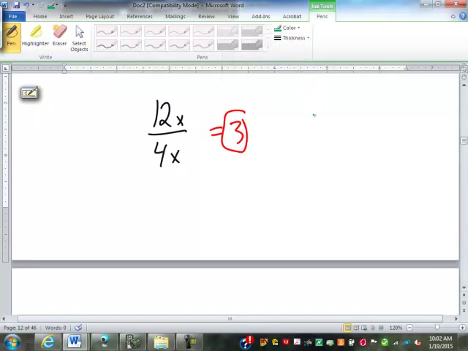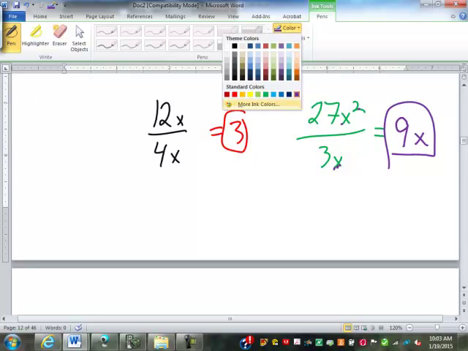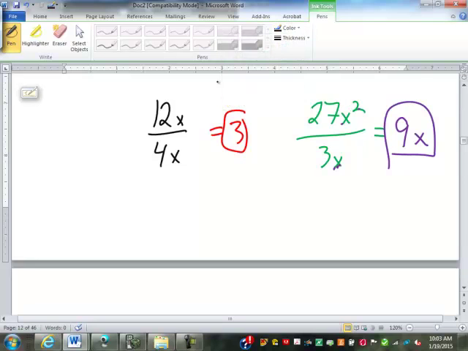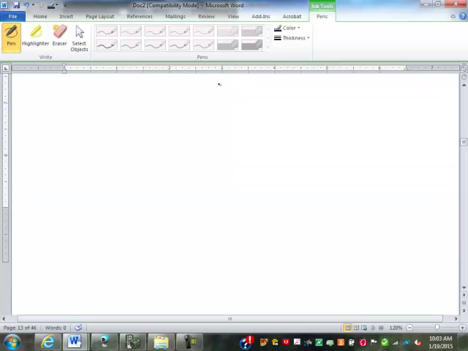I could also have something like 27x squared divided by 3x. Well, what is 27 divided by 3? 9. X squared divided by x? Well, x times x equals x squared, so going backwards, x squared divided by x has to just be x. Okay, so we've done the multiplication and division with the single digit numbers.